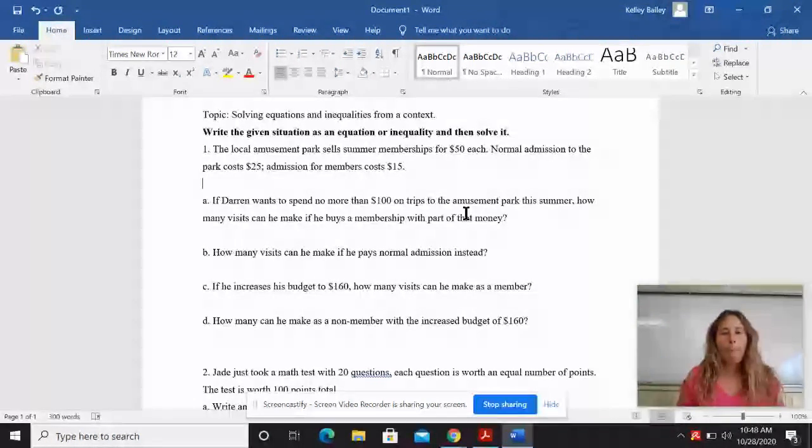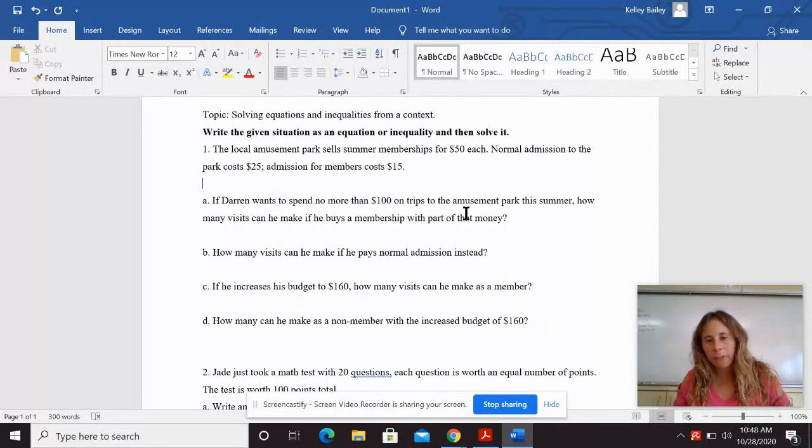So the local amusement park sells summer memberships for $50 each. Normal admission to the park costs $25. Admission for members costs $15. Read that again. Okay, so if I'm a member, I have to pay $50 to become a member.